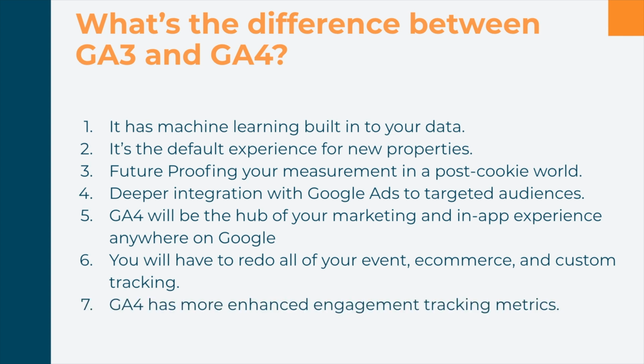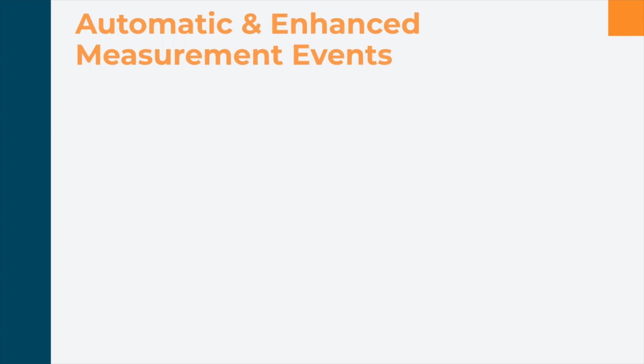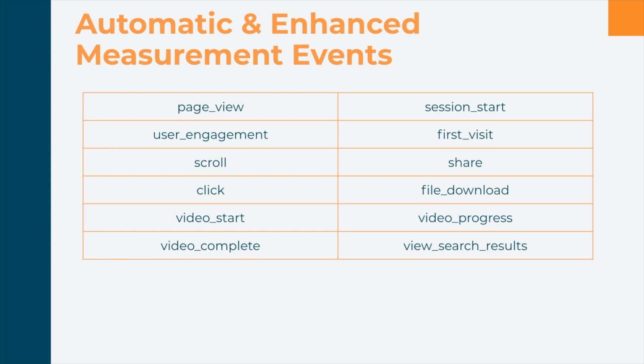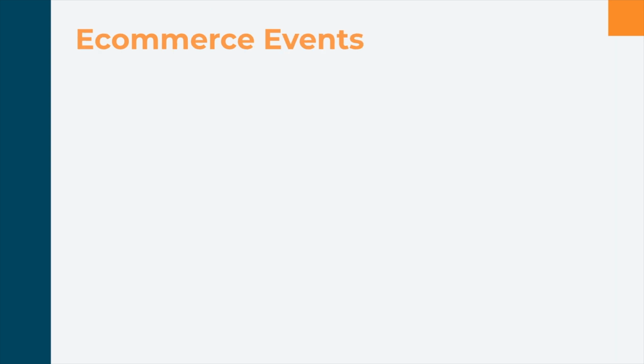GA4 has more enhanced engagement tracking metrics. There's also automatic and enhanced measurement events. So page views, user interactions, scroll, click, video start, video complete, the first session, the first visit, a share, a file download, video progress if people are watching your videos, and view search results. These are all going to be a part of the automatic and some enhanced measurement.